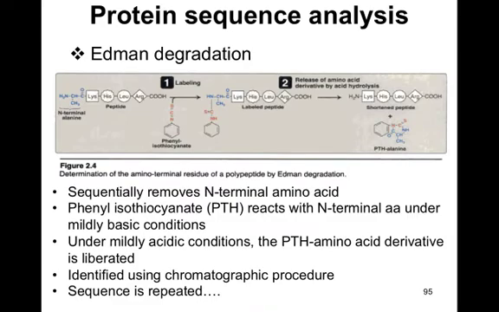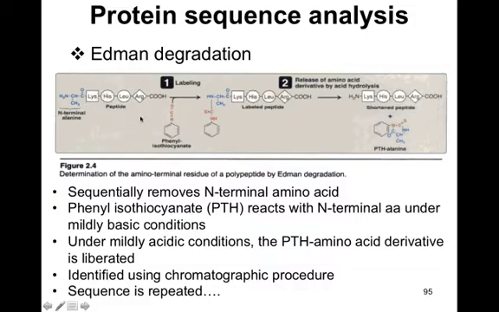So what has replaced the amino acid composition is Edman degradation, named after the scientist who invented this method. In Edman degradation, what it really does is sequentially remove one amino acid residue at a time from the N terminus of the peptide. A chemical called phenyl isothiocyanate, abbreviated as PTH, is used to react with the N-terminal amino acid under mildly basic conditions.